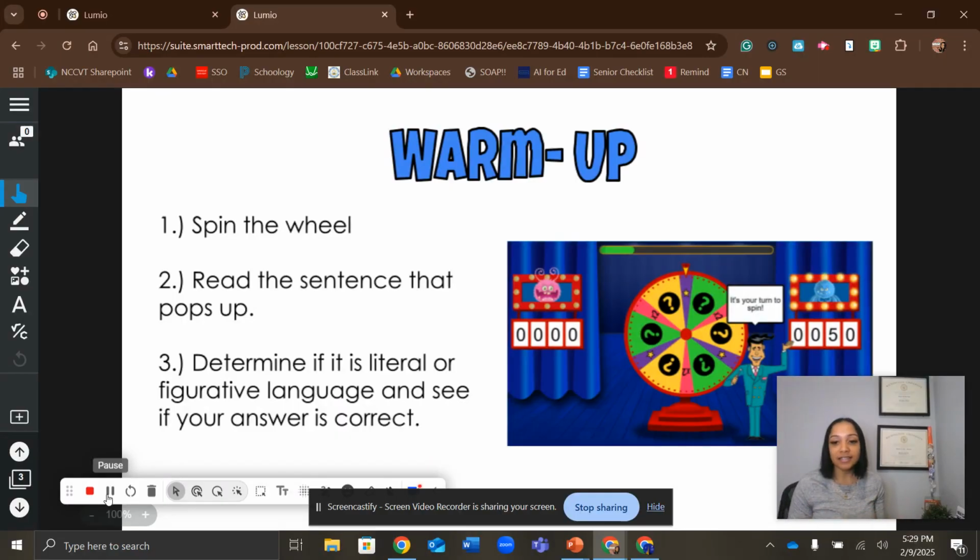And if you can remember correctly, literal language is exactly what it means. So if I say the car is red, the car is red. There's no question about that. I can look at it. I can prove it. The car is red.